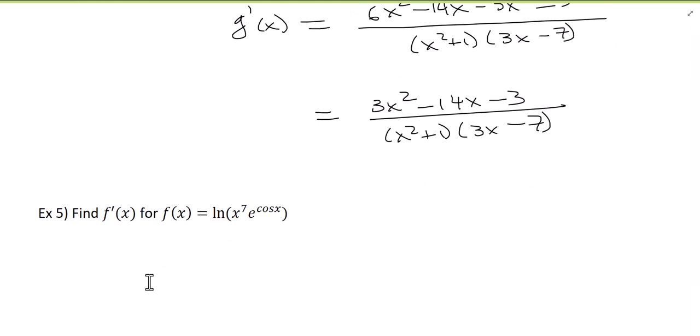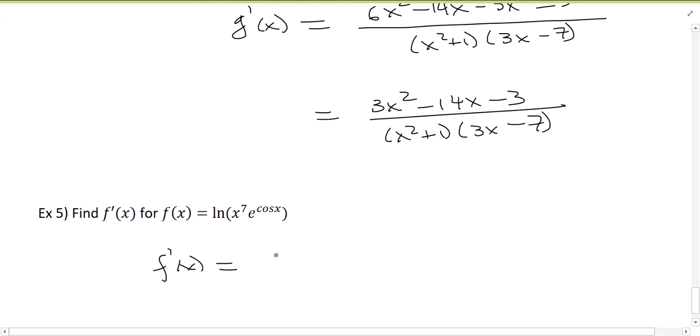Now for this example, find f prime of x for f of x equals ln of x to the 7th e to the cosine x. So you may be asking yourself, how do I know when I rewrite or when I just take the derivative? If I just take the derivative right now, I will say f prime of x is 1 over the stuff times the derivative of the stuff.